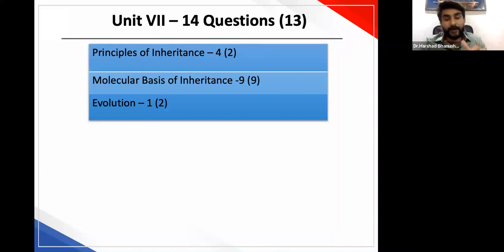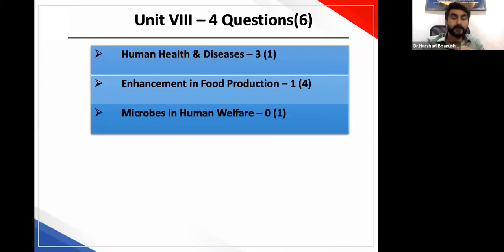Unit 7 has always been the unit where a large number of questions are asked. As I already told you, the molecular basis had 9 questions, which was also seen last year. Evolution, a single question was asked compared to 2 last year. Evolution is a chapter with a lot of facts and points, but every year the number of questions from this chapter is less. So this year 14 questions came from this unit with a distribution of 4, 9 and 1 from evolution.